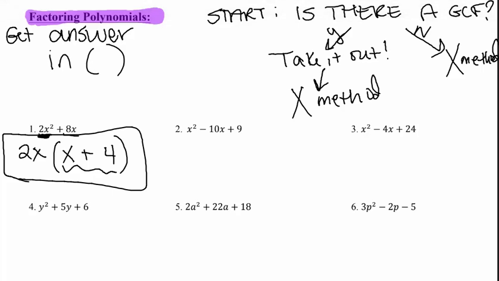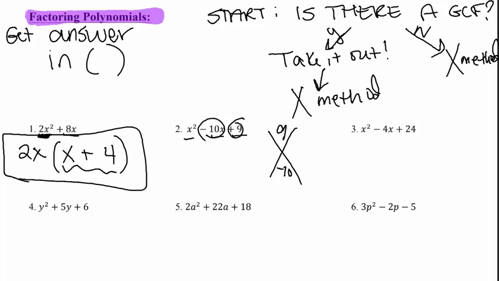If I go ahead and look at number 2, notice it does not have a GCF. Look: x squared, 10x, and 9 have nothing in common other than 1. So now I'm going to do the X method. Remember, when you do the X method, your last number goes on top and your middle number goes on the bottom. I now need to think about two numbers that multiply to get 9 but at the same time add up to 10.